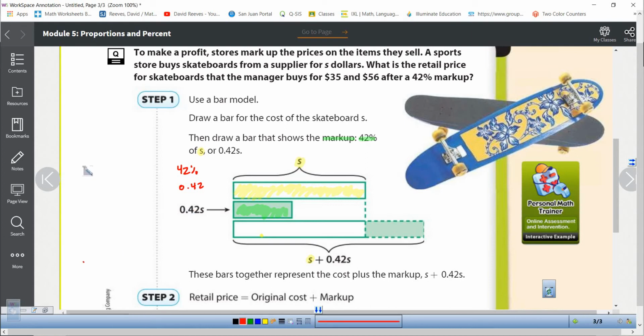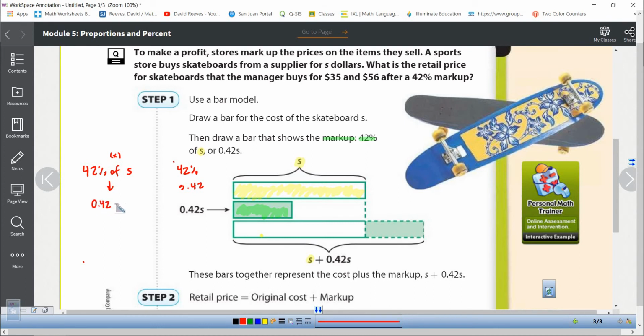But we want 42% of the original price, which is S. So what do we get? We get 0.42. Remember that "of" is our signal that we're going to be multiplying. When you see that "of," you should think multiplication. So 0.42 times S. But we're not going to put an X for multiplication, since we're using variables, that X might get confused with a variable. So when you're working with variables, you do not use an X for multiplication.